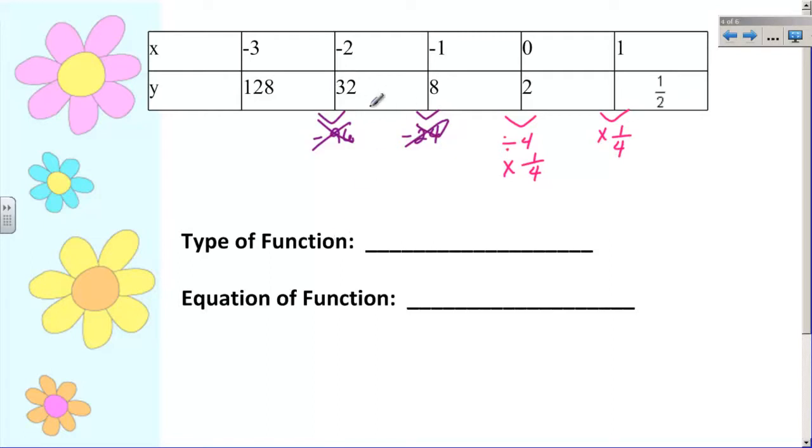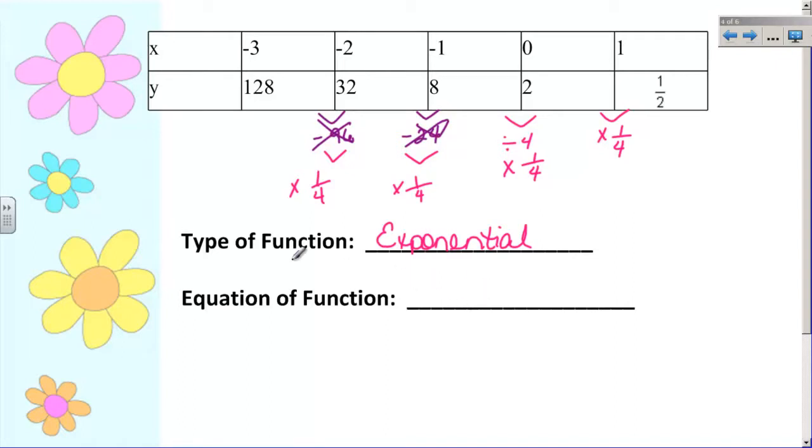And if you look at these here, from 32 to 8, well, 32 times 1/4, or 32 divided by 4, is 8. And I'm willing to bet that if I do 128 divided by 4, it equals 32. So my constant factor here is going to be 1/4. So the type of function I have is exponential. And I know it is exponential because it has a constant factor and not a constant rate of change.